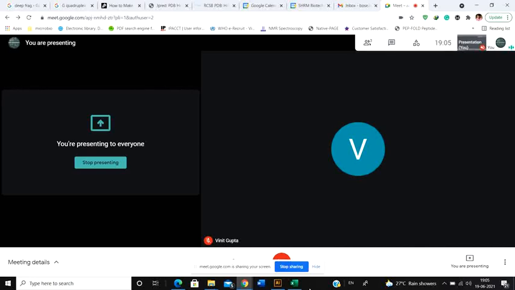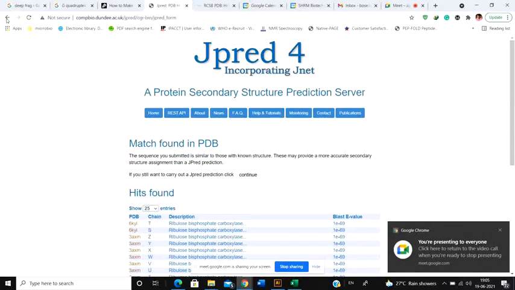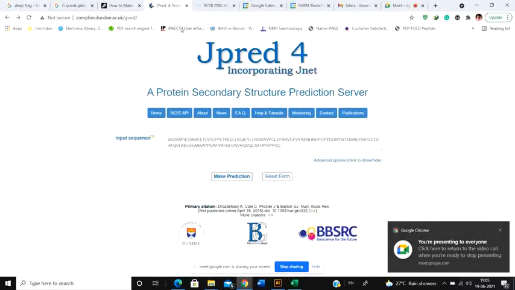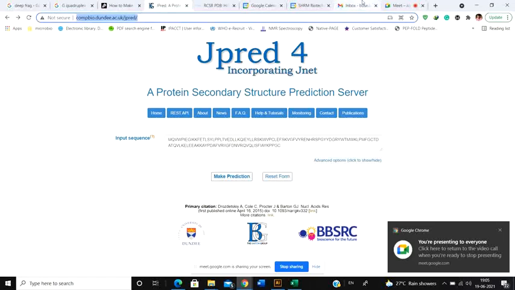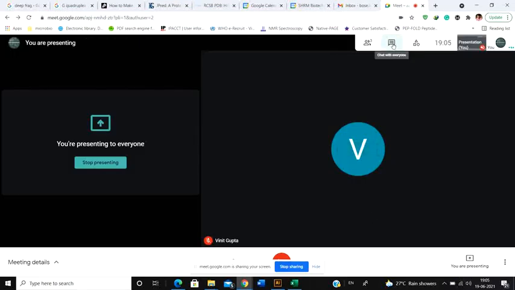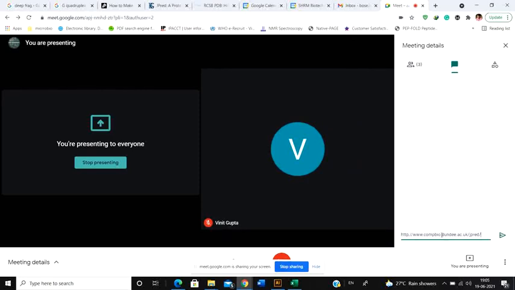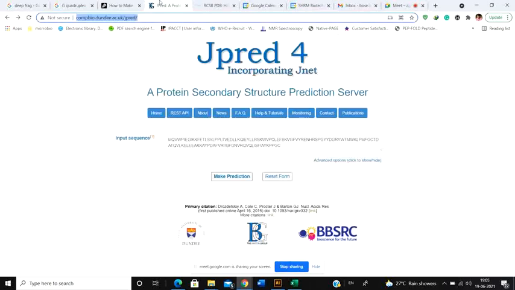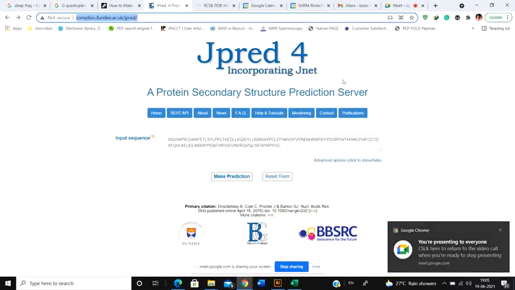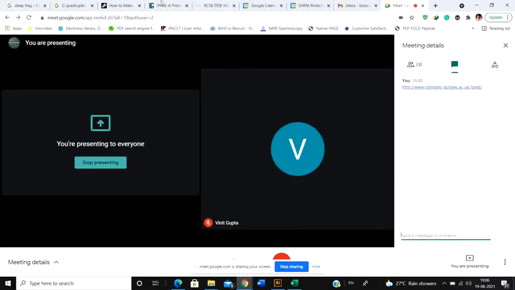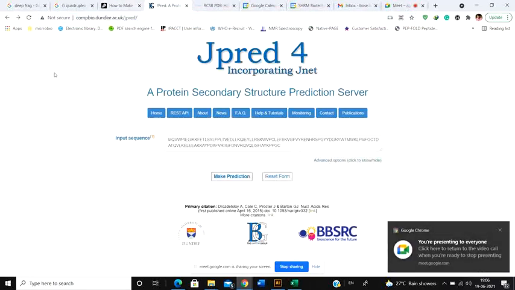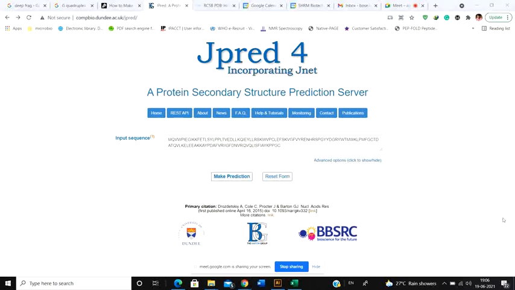Okay, so in this manner, first we're going to talk about a particular web server, that is JFred. This is one of the servers that allows you to predict the secondary structure of a molecule. If you simply click that link, it's going to open up and you'll find this server. This is the main page that you have. The basis is very simple.